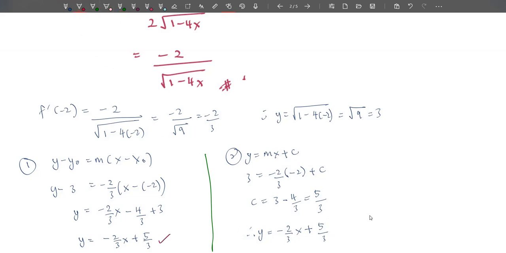As you can see, we have the same answer for both methods. It's up to you which one is easier for you. You just have to decide.